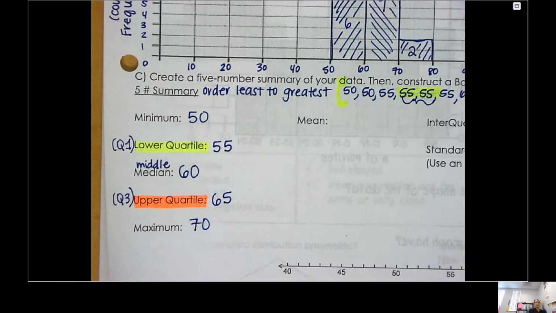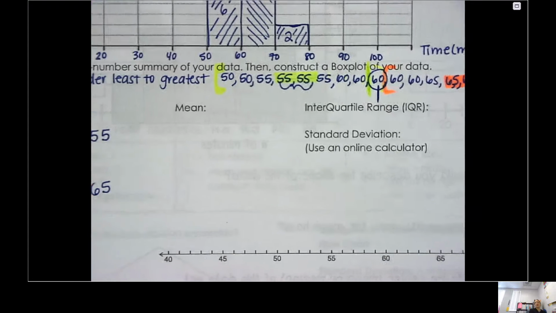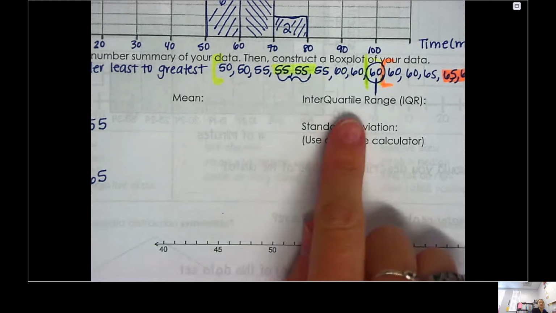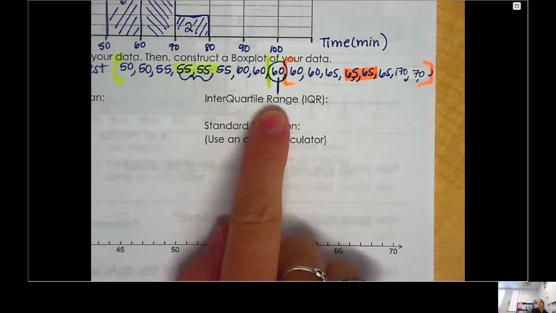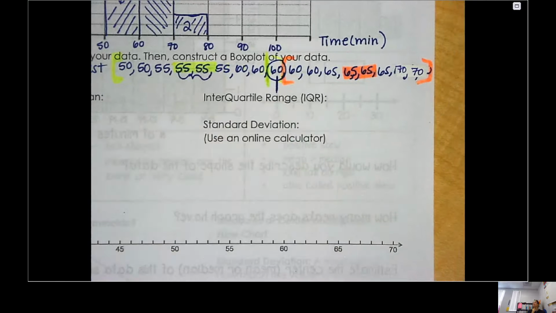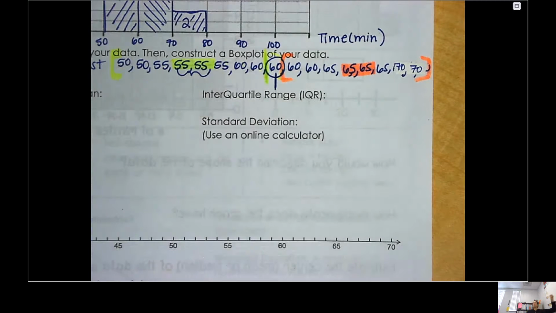Now, the next part is right over here. The mean and the IQR, interquartile range. Let's do this one first. What does the word range mean? Distance. Yeah, the distance between two things. So if I'm talking about the range of my quartiles, that means what's the smallest that my quartile is, what's the biggest that my quartile is, and what's the difference between the two.